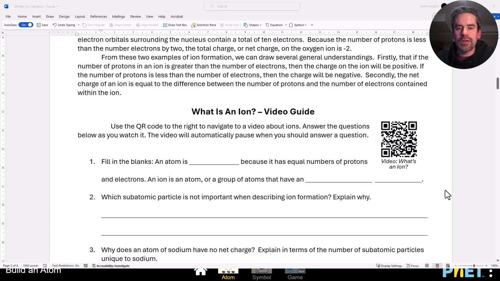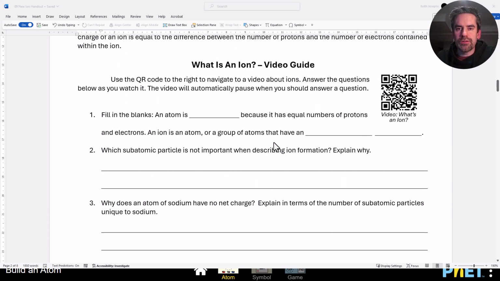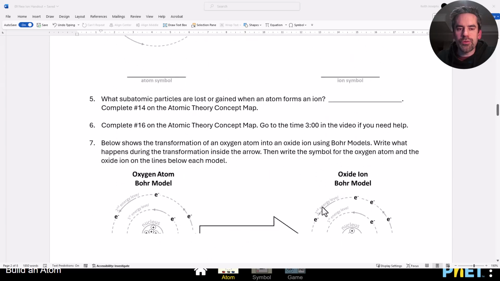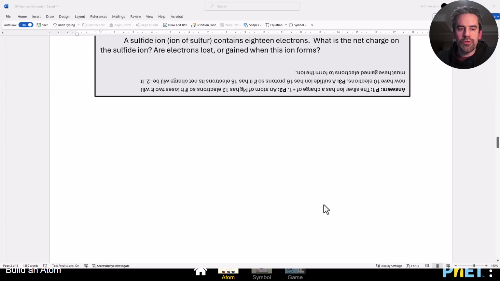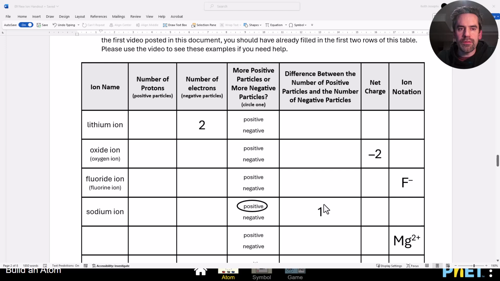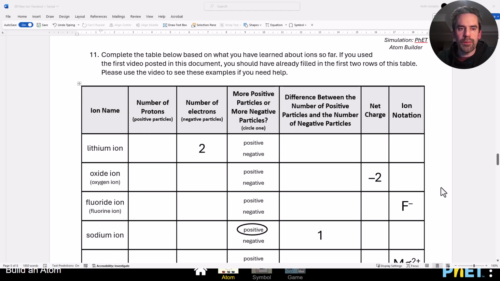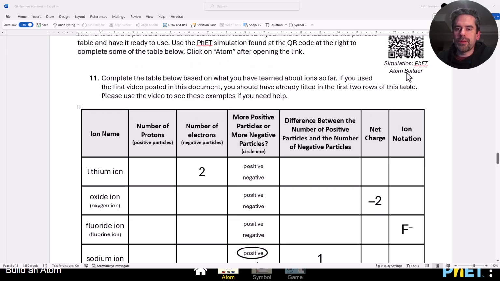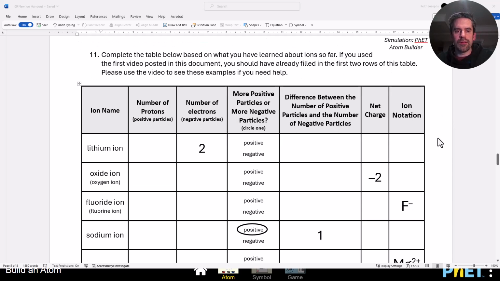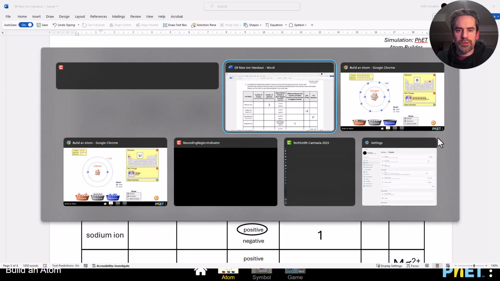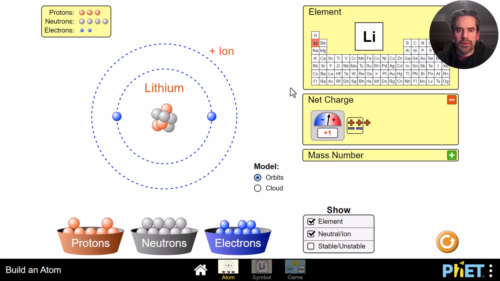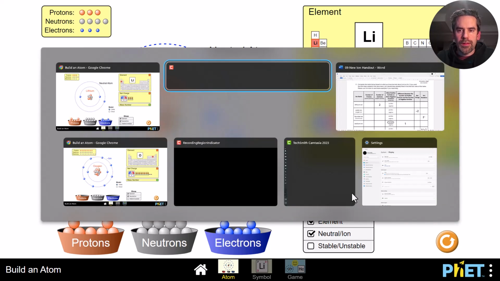Now we're going to go down and you'll watch this video by yourself, but I want to show you the first two rows of this table on question number 11 and how to do this. Okay, and we're going to use this PhET atom builder. So I'm going to go to the builder, which we have already looked at a little bit. Okay, I'm going to make this the lithium atom. All right, so we're going to look at this lithium ion.